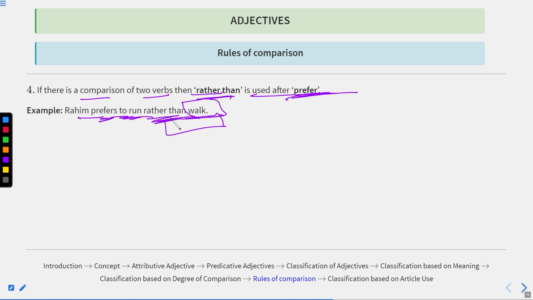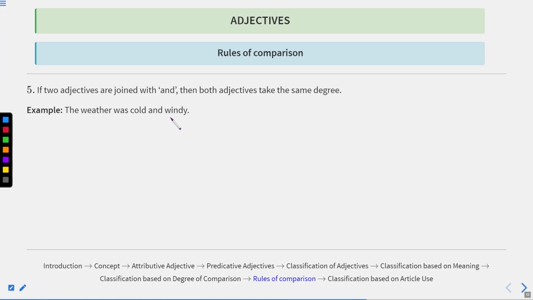Now let us move to the next one. Rules of comparison: if two adjectives are joined with "and", then both adjectives take the same degree. For example, the weather was cold and windy. Whenever we have this structure, an adjective plus "and" followed by another adjective, both the adjectives should be of the same degree.